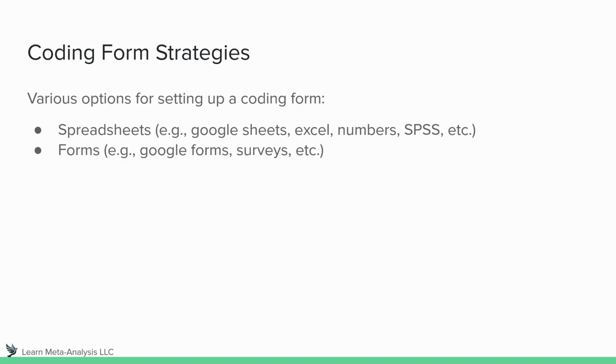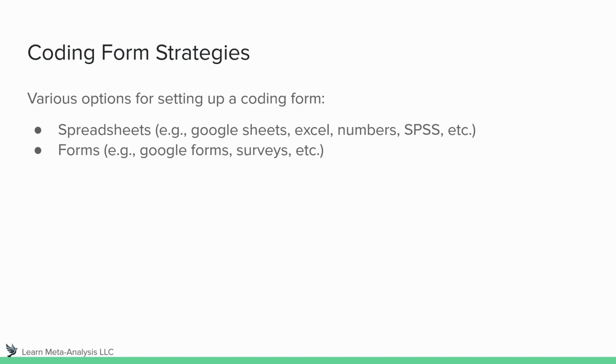Another option is to use forms, and what I mean by that is something like Google Forms or a survey. And so you'd have each variable essentially as a question, and then you can select, either using multiple choice or free input, what your answer is for each one of those things. And as long as that form or that survey exports the data to some sort of spreadsheet, it should work just fine.